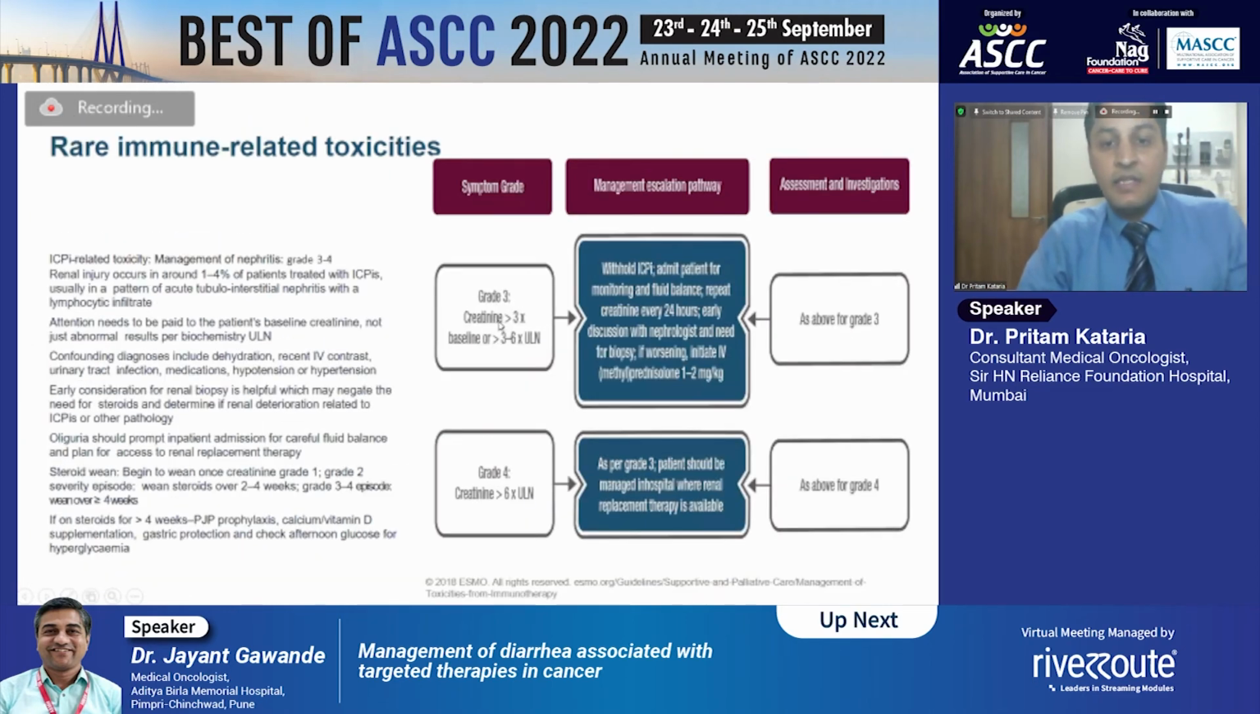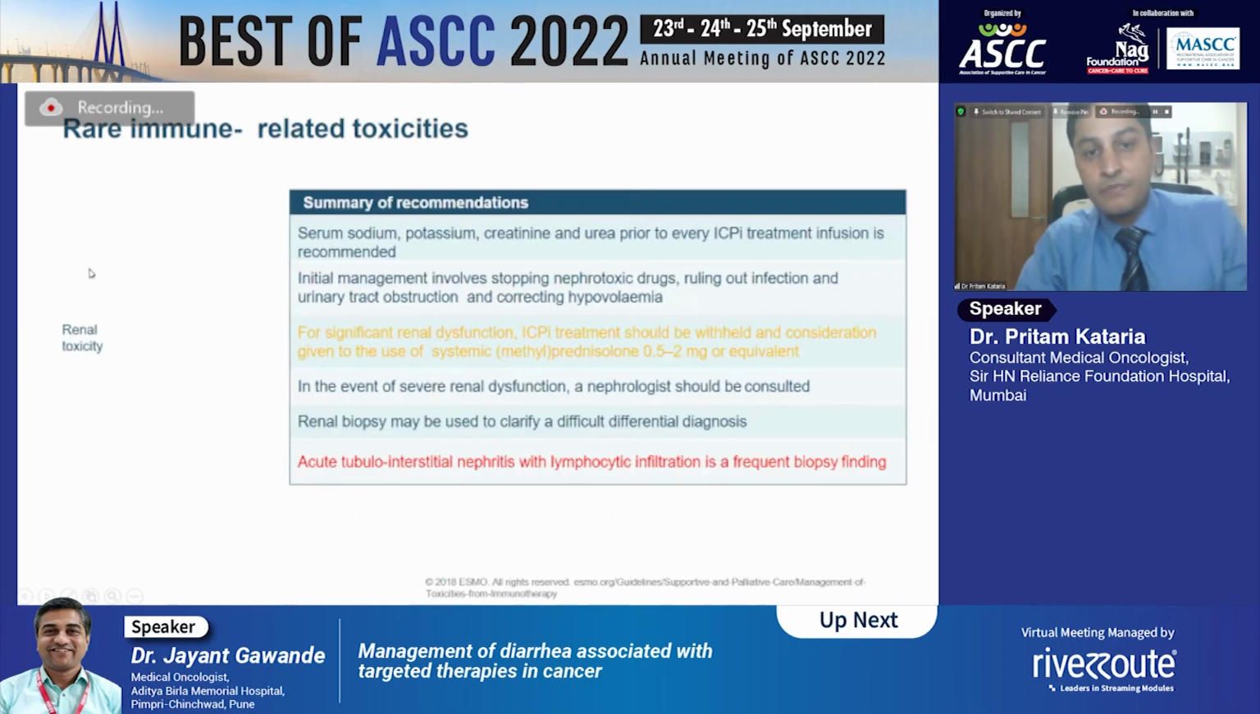If it's a grade 3, that is more than 3 times elevation of the creatinine from the baseline levels, we should stop the immunotherapeutic agents, start the patient on fluids, and start the patient on IV methylprednisolone. For grade 4, we should be giving the treatment as for grade 3, and SOS if required, we should do renal replacement therapy. So we should be doing the baseline parameters in terms of serum electrolytes and creatinine. We should be looking out for other causes like other nephrotoxic drugs, which could be leading to the rise in the creatinine levels.